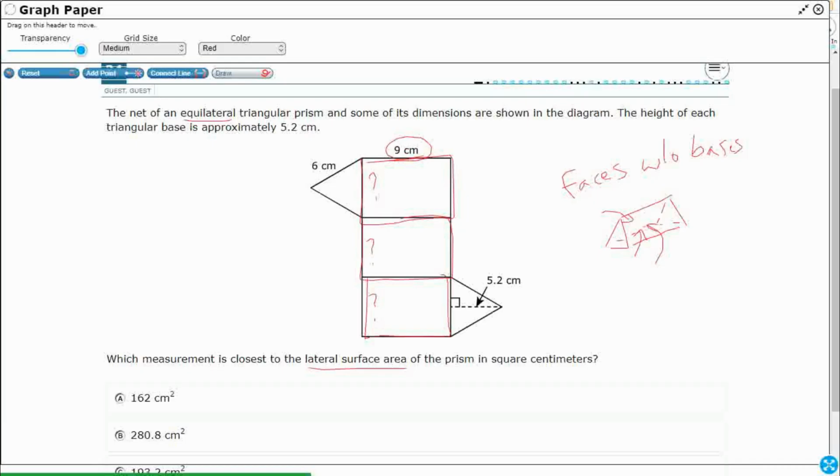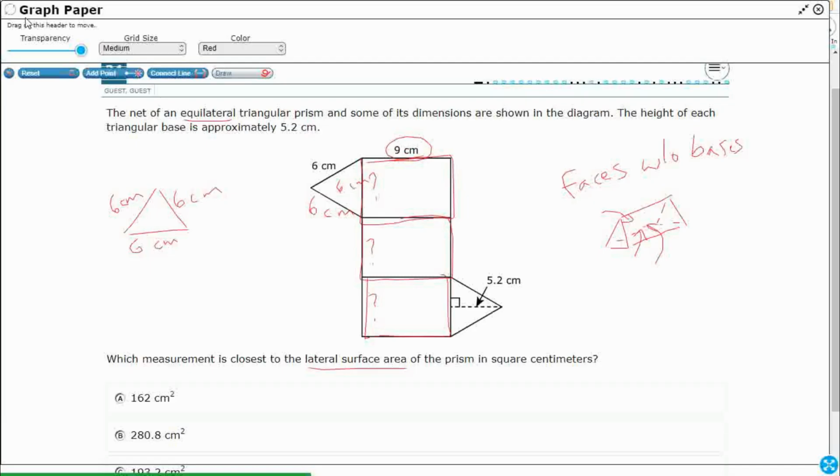An equilateral triangle means that all three sides of the triangle have the same length and also the same angle, 60 degrees. So if that's 6 centimeters, that's 6 centimeters, that's 6 centimeters. And most importantly, this is also 6 centimeters. So now we're just looking at your base times height, length times width, whatever you want to call it.